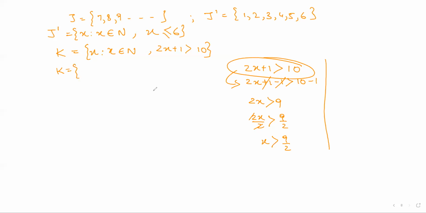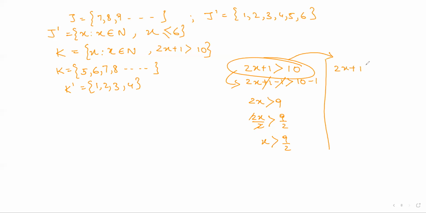Natural numbers greater than 9 by 2. 9 by 2 is 4.5. So beyond 4.5, we'll have 5, 6, 7, 8 till infinity. By default, your k dash will be equal to 1, 2, 3, 4, and then you can write it in set builder form. Now, you can view this by a different method as well.